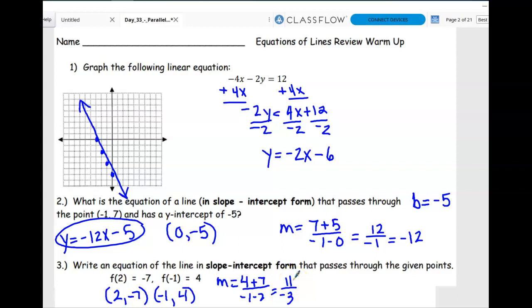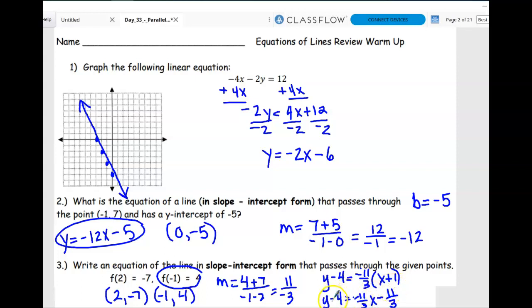Okay, I'm going to then pick a point, doesn't matter which one, and I'm going to use point slope form. Okay, so this is going to be y minus 4 is going to be equal to our slope, which is negative 11/3, times x plus 1. Okay, we distribute. y minus 4 is equal to negative 11/3 x minus 11/3.